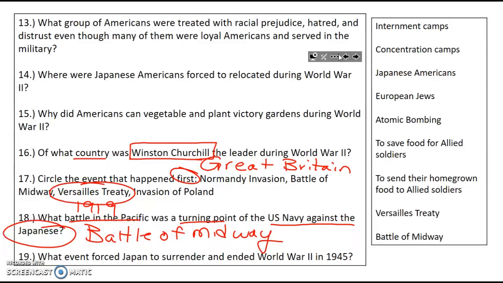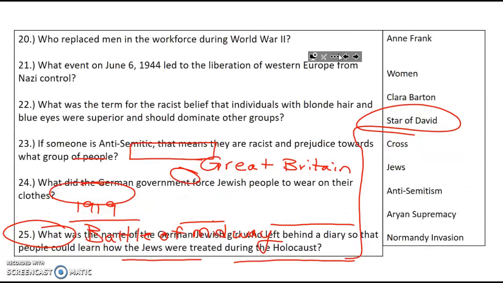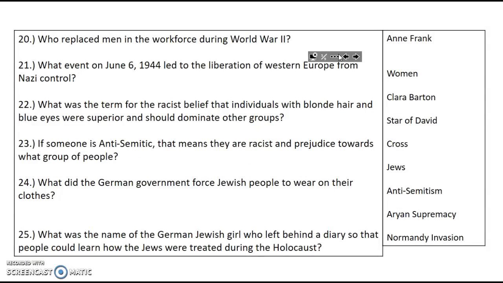Number 19, what event forced Japan to surrender and ended World War II in 1945? And that was the atomic bombing of Japan. Nagasaki and Hiroshima, 75,000 people and 100,000 people, respectively, in those important cities. Fat Man and Little Boy were the names of the 2 atomic bombs.